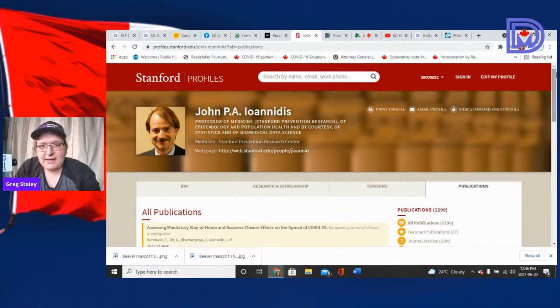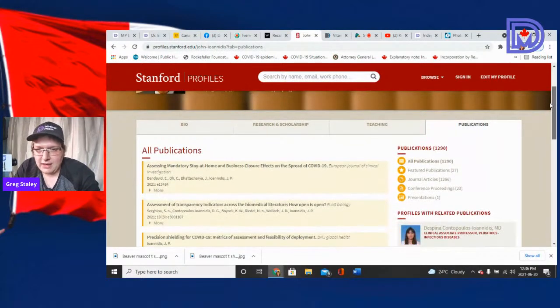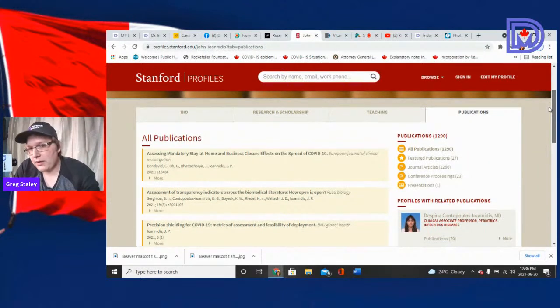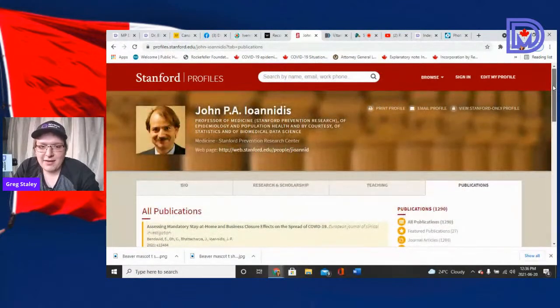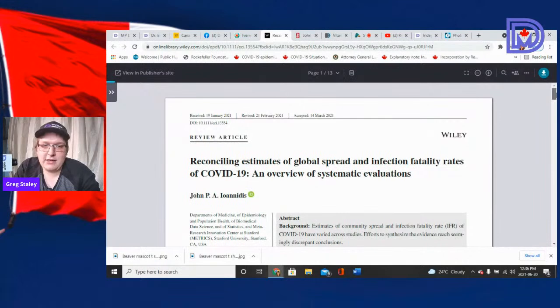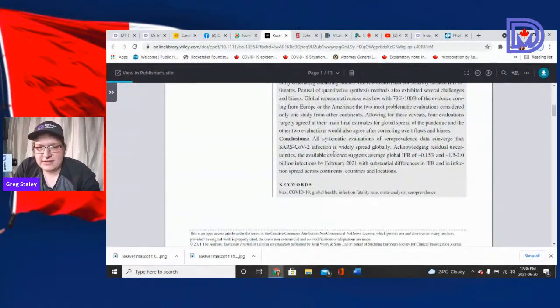So he's a professor of medicine at Stanford, epidemiology and population health, and by courtesy of statistics and of biomedical data science. So he has published during his career over 1,290 publications, 1,266 journal articles, 27 featured publications, 23 conference proceedings. So very, very respected career coming from Stanford. He's a professor of medicine and epidemiology. And what did he say? This is his study. So coming back here, just go to the conclusions.